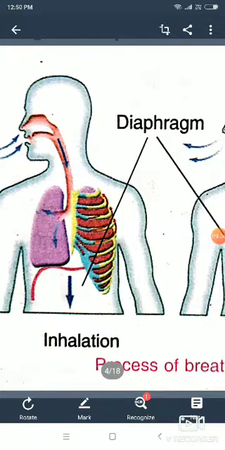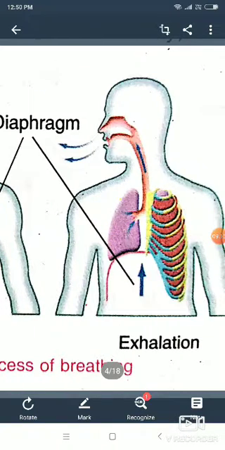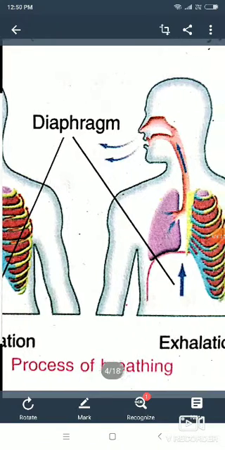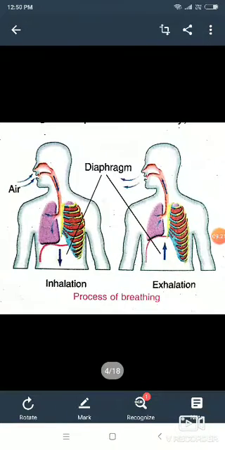Okay, both the diagrams are very important. First you inhale, see air is inhaling inside the body, then the lung will expand. Okay, and in this diagram, see the carbon dioxide is coming out, and this is the contraction of the lung. Okay, now you will draw these diagrams. Okay, and the name of this diagram is the process of breathing.